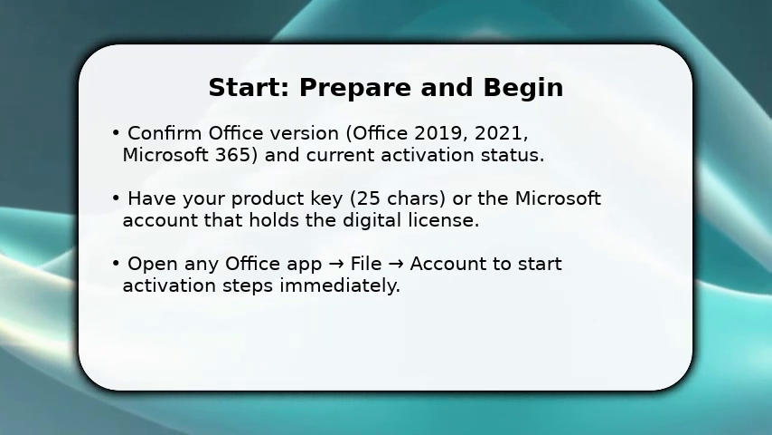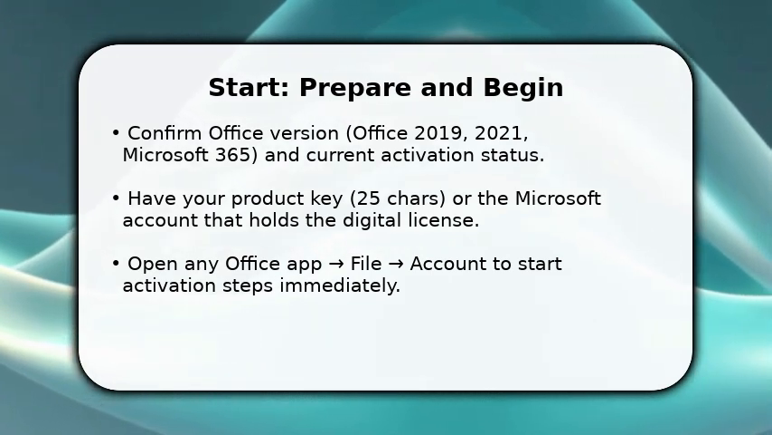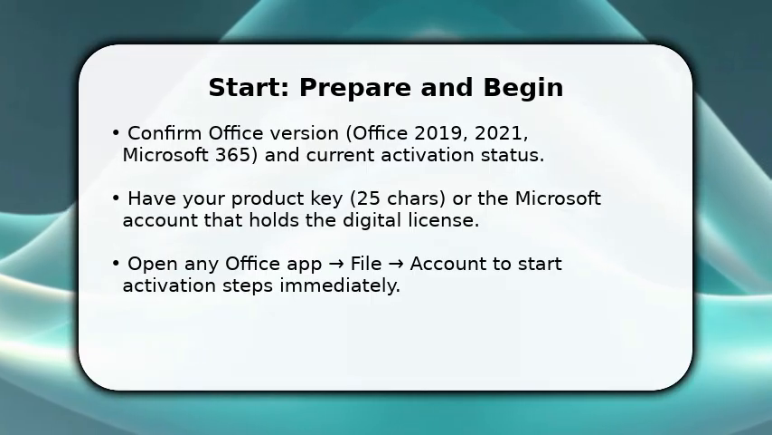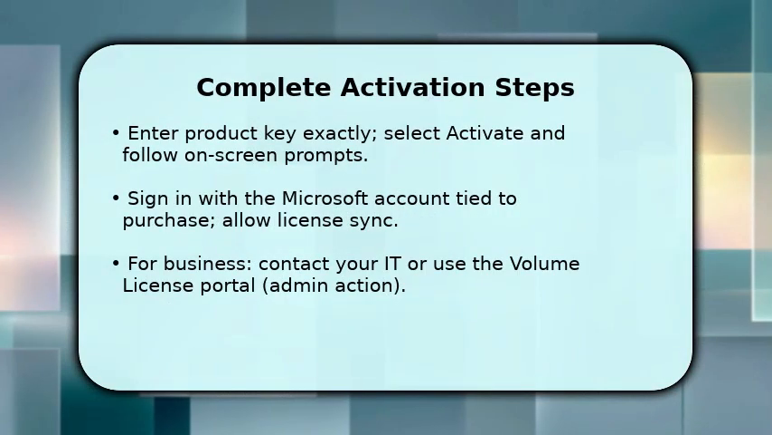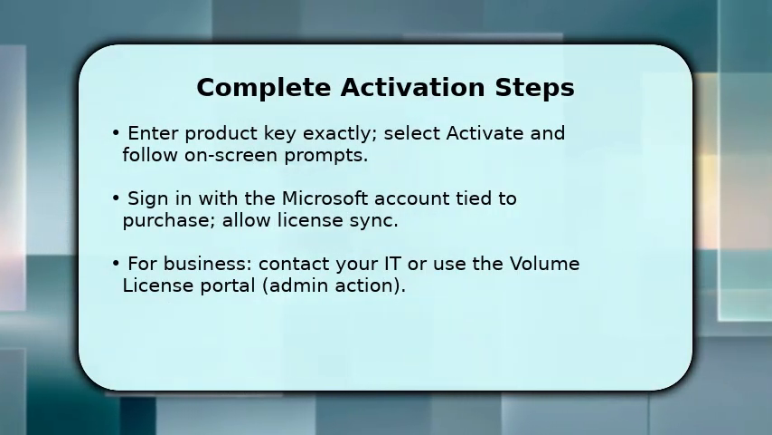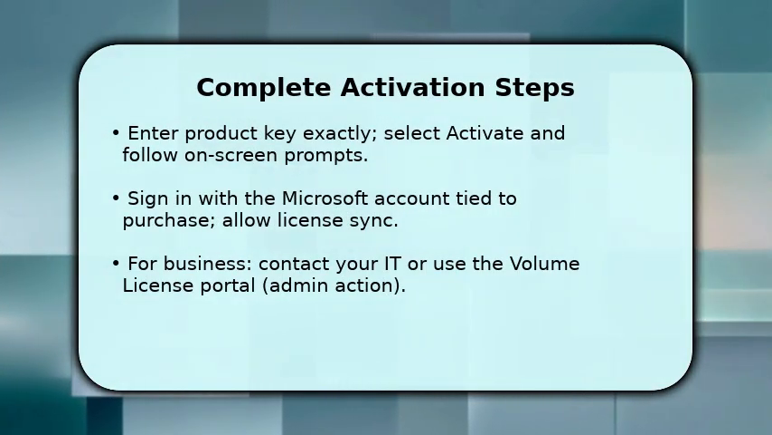Next, perform the detailed activation steps so Office recognizes your entitlement. If using a key, enter the 25-character code, accept prompts, and wait for confirmation. Office contacts Microsoft servers to validate.